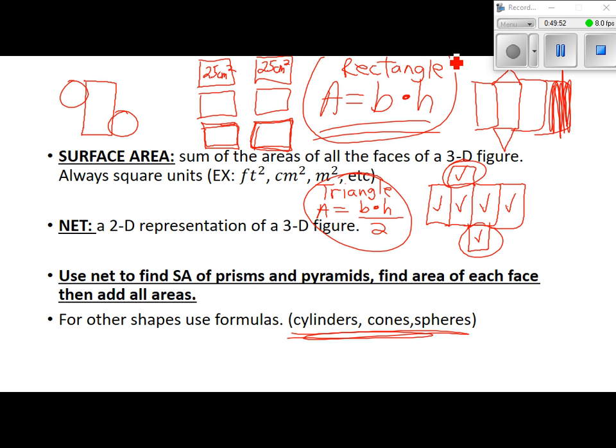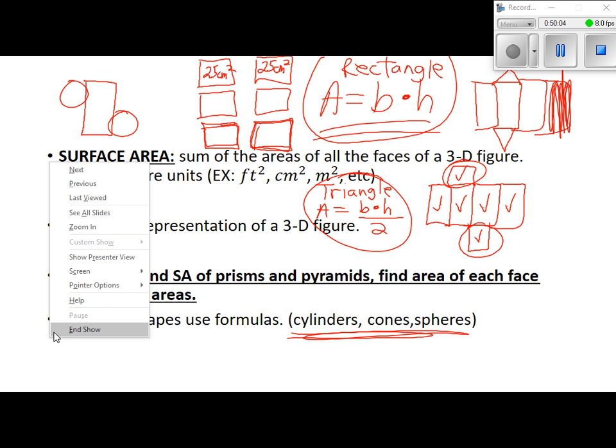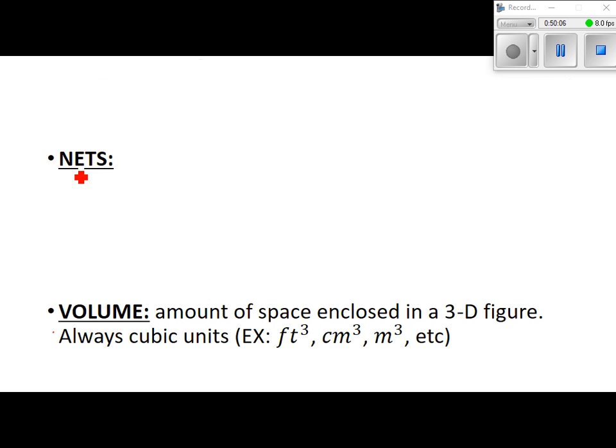Now, if this face happens to be a square, can you still find it using the rectangle formula? Yeah, it's the same thing. Remember, all squares are rectangles, but all rectangles are not squares.